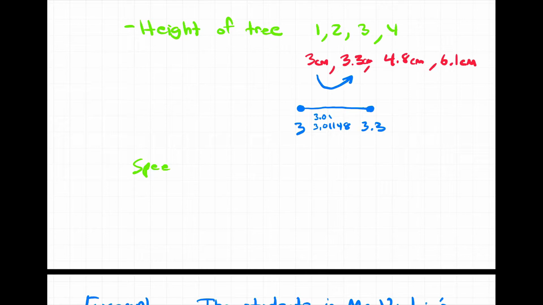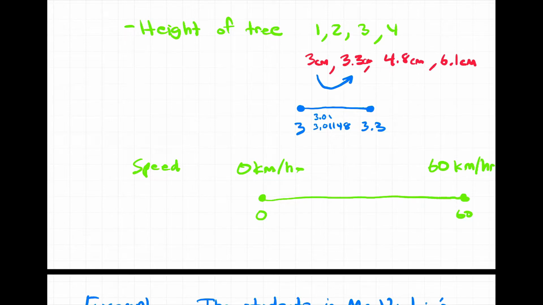And this could also be with something like speed. Okay, so the speed of a car as it drove down the street. So it started at 0 kilometers per hour, and after say 15 seconds, it was going 60 kilometers per hour. So basically what happened is in between 0 and 60, again, it hit every possible range, every possible speed in between. So at some point on here, there's a point, and that could be 30.516 kilometers per hour.